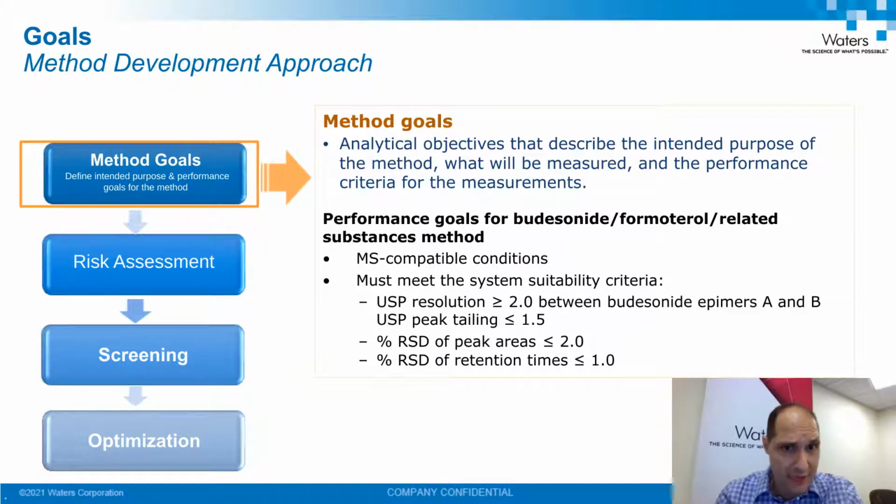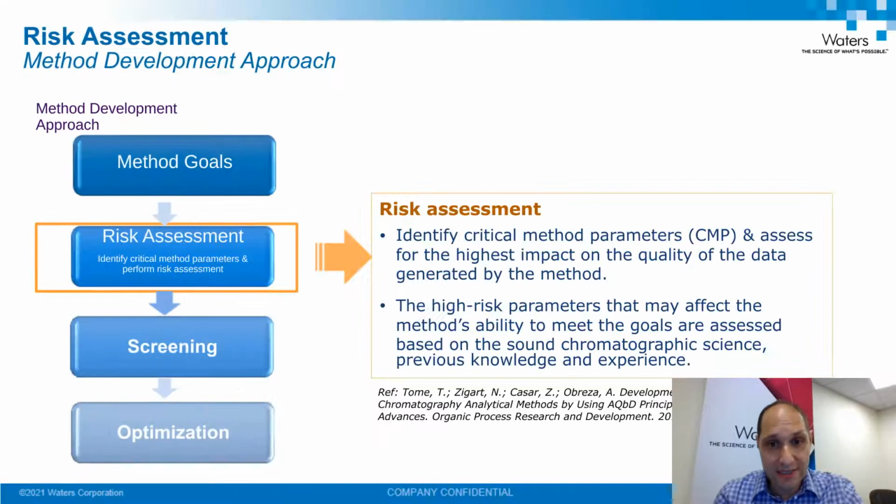So these are the goals that we set for this method. The next step, in compliance with the AQbD requirements, is to do risk assessment. And in risk assessment, critical method parameters are identified and assessed for the highest impact on the quality of the data generated.